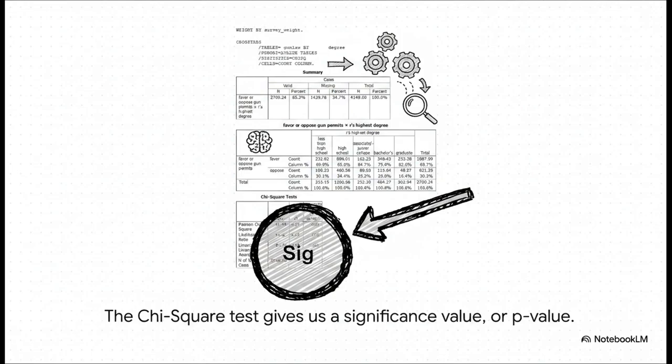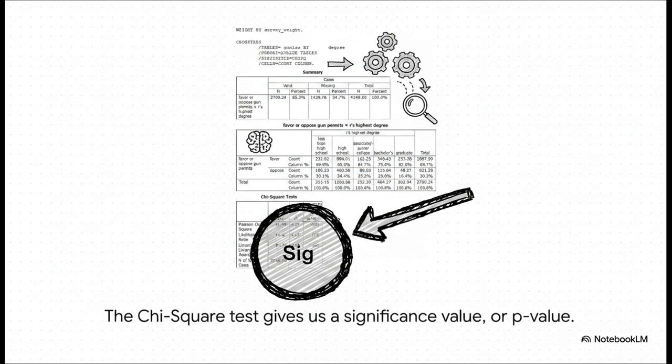And this is what the result looks like. I know, it's a lot of numbers, but don't worry, we only need to focus on one little number here. See that box labeled chi-square tests? The number we care about is in the sig column. That stands for significance, but you'll usually hear it called the p-value.